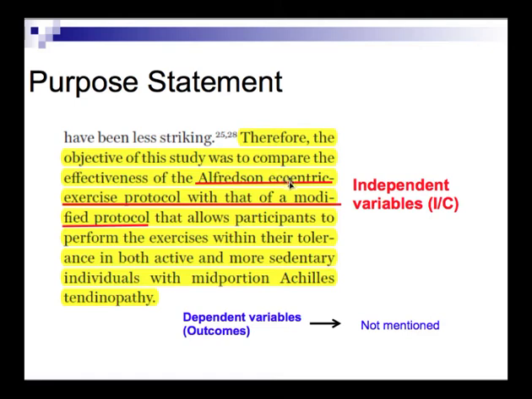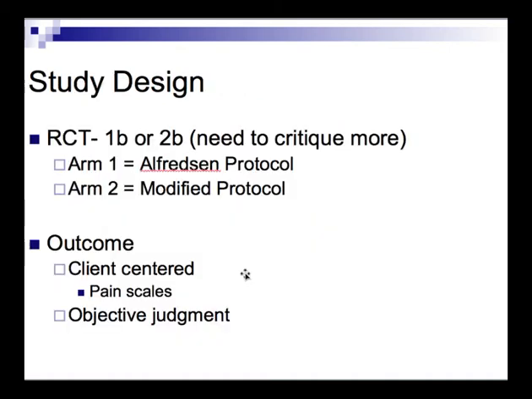So basically, we have the Alfredson protocol, which is very strict, has a very high set of standards relative to the type of intervention that's being used, and then some kind of lesser version of that that's modified. And we notice in this particular statement, as we continue reading, that we have the independent variables, the I and the C of the PICO, identified in the purpose statement, but we really don't have any information about the outcomes. We don't know what's being used to assess whether one protocol is better than another. And so the outcome variable or the dependent variable is missing in this particular purpose statement.